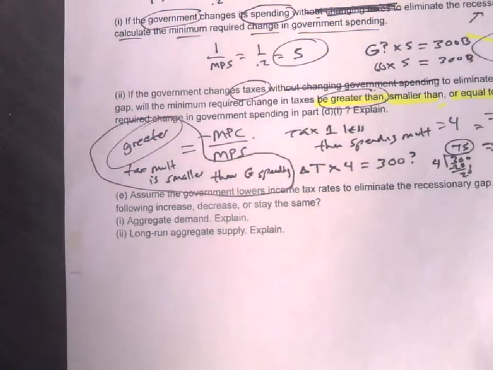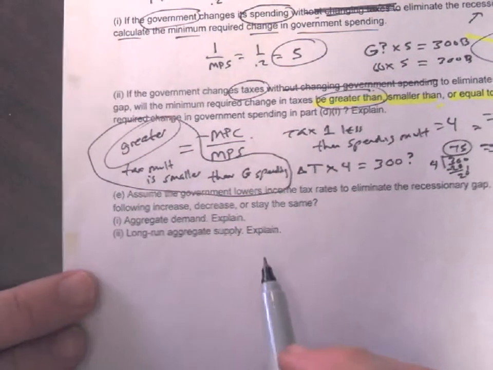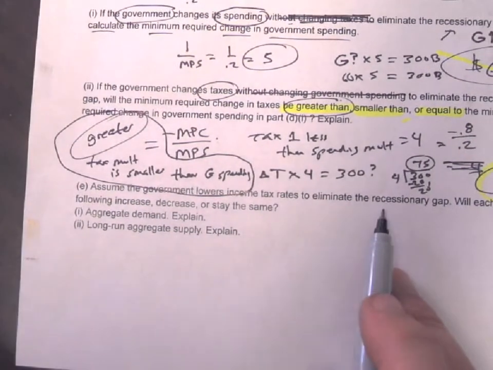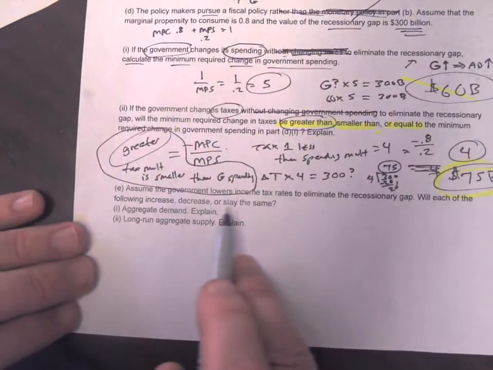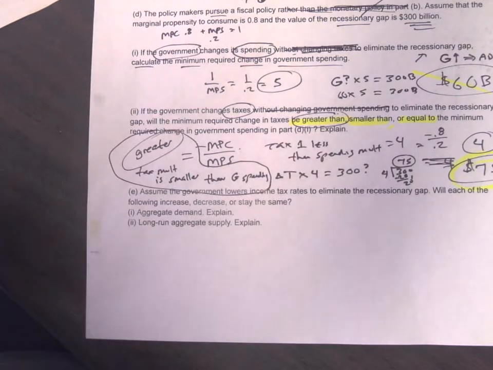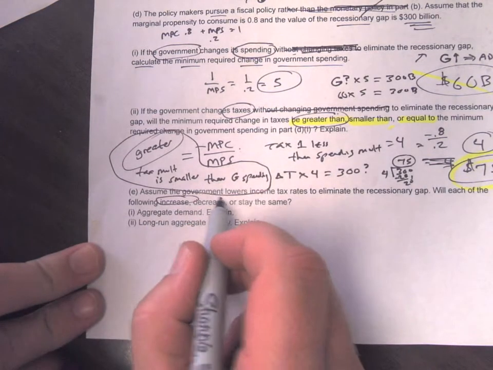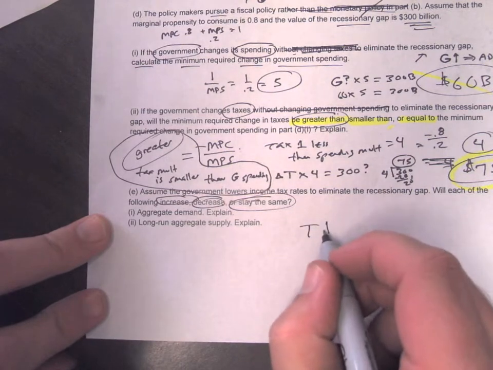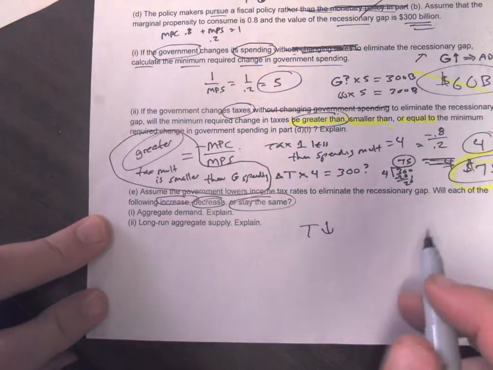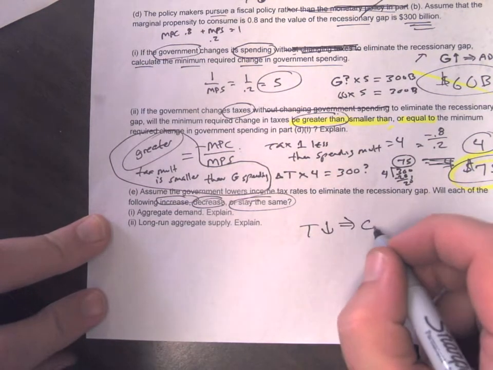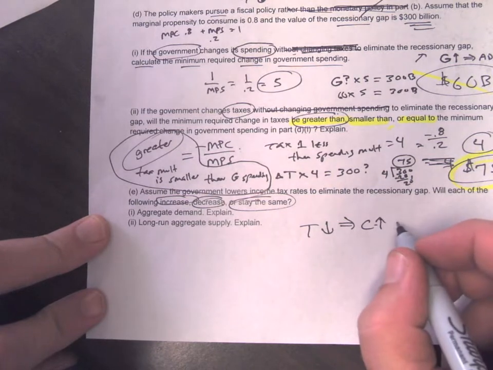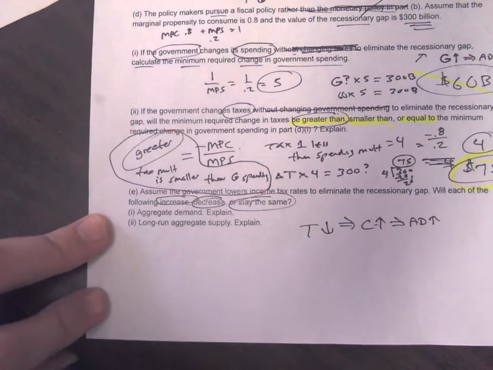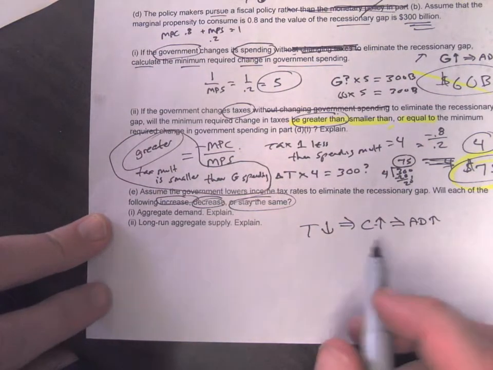And you'd have 2 on the back. There will be a little bit smaller. Okay, assume the government lowers income tax rates to eliminate the recessionary gap. Will each of the following increase, decrease, or stay the same? So once again, I have a multiple choice. They give you the answers. So they are going to lower income tax to eliminate the gap. So that meant that the lower tax led to consumption increasing. That led to aggregate demand going up. Okay, and then that shift would end up getting us back to equilibrium.